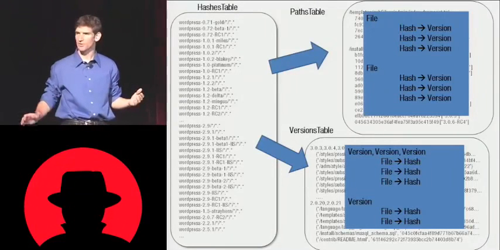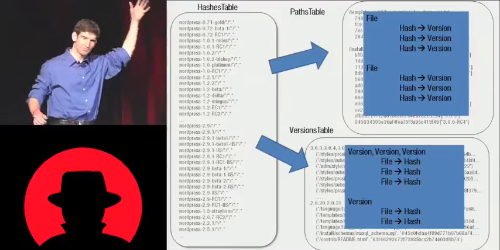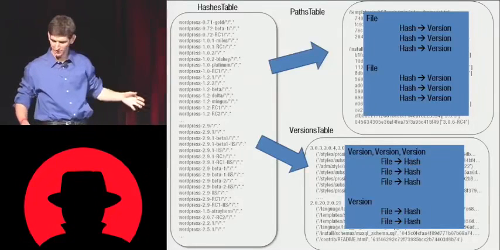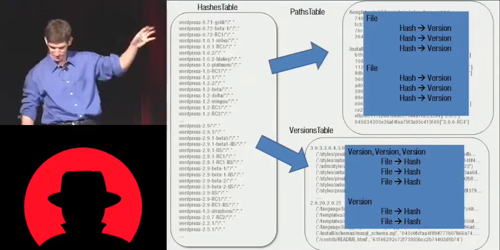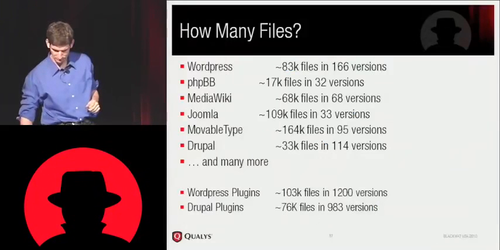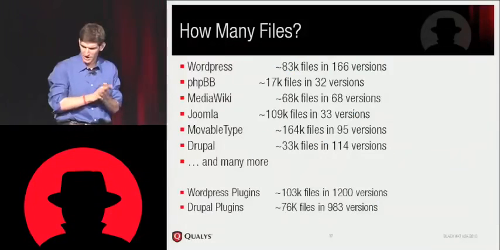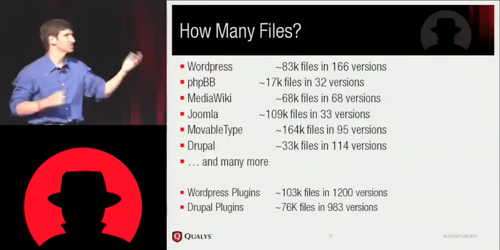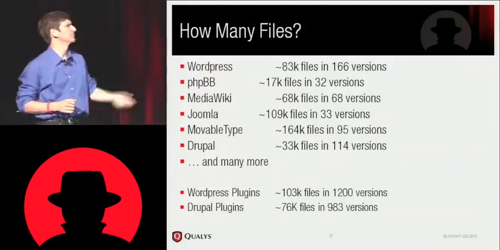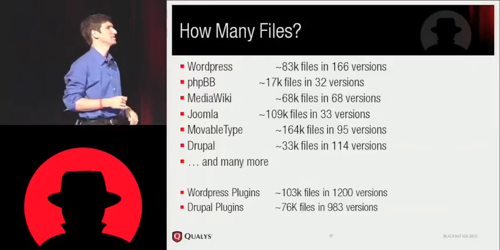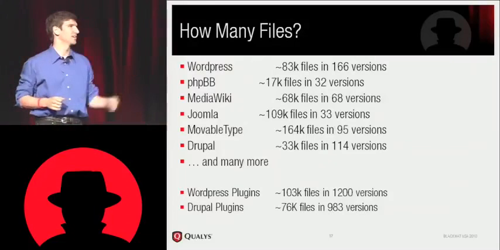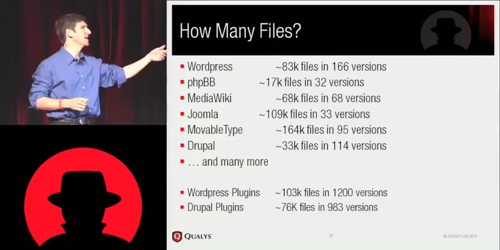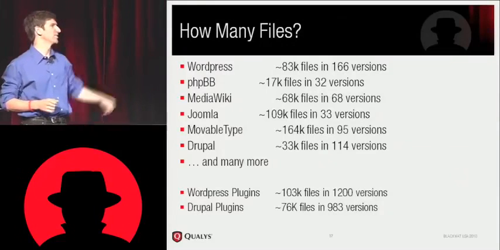Everyone good so far? Chewing up massive amounts of source input files and producing these two data tables. How many files are we talking about? Got currently 166 versions of WordPress, 32 versions of PHP-BB. We're supporting a lot of different versions of each of these web applications, and many files within there.